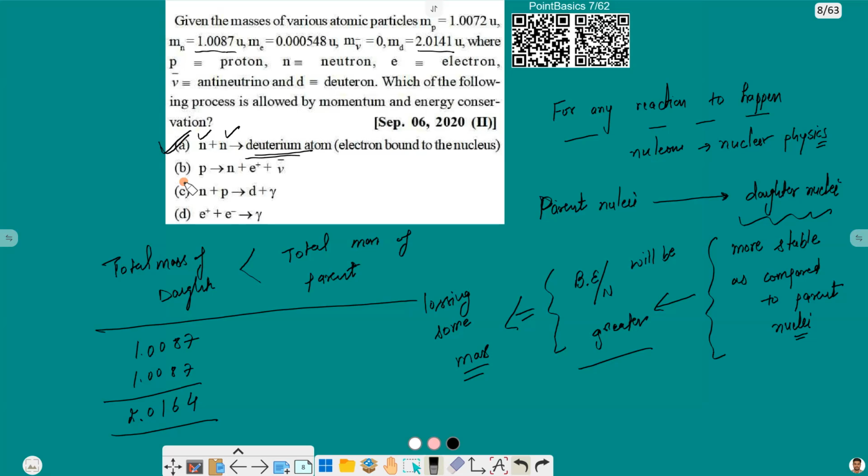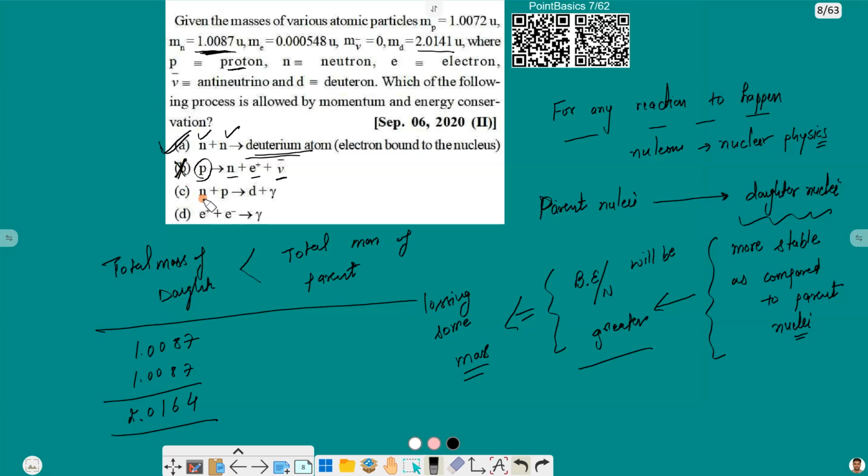Now coming to B, here we have proton giving rise to neutron, electron and antineutrino. The mass of proton is 1.0072 and it gives rise to neutron, where the mass of neutron is 1.0087. So we can clearly see that the mass of proton, 1.0072, is less than the mass of neutron. So here the mass of daughter nuclei is greater, and we can say this reaction is not going to be possible.